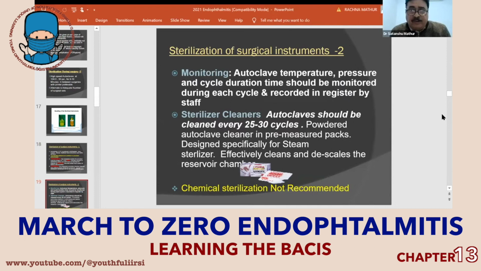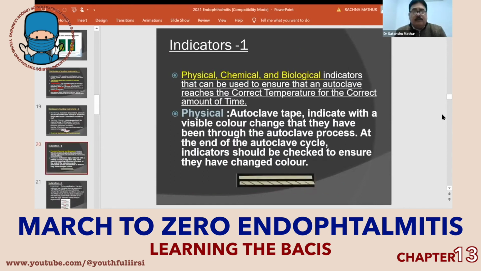The autoclave should also be cleaned like an instrument, every month or after 25 to 30 cycles. And for this, biological indicators are available. Chemical extraction is not recommended nowadays. Physical indicators are strips that we put outside the drum, but they tell only that this much temperature has been reached, and do not clearly indicate that the temperature has been maintained there for 30 minutes.